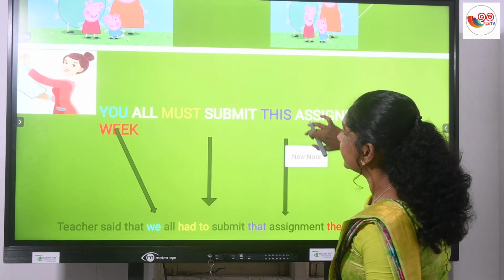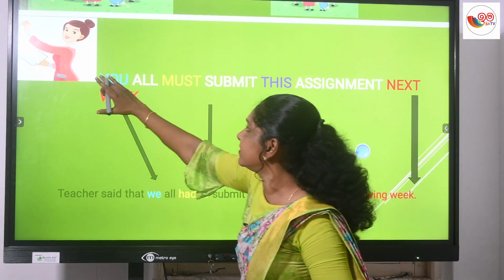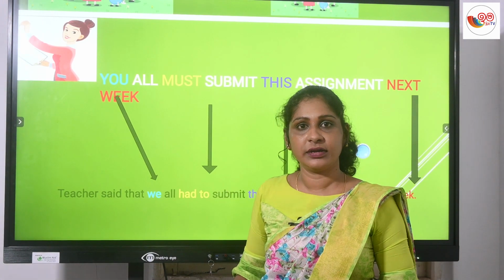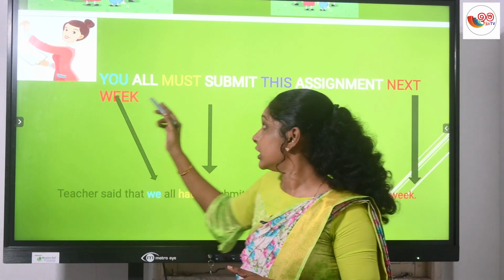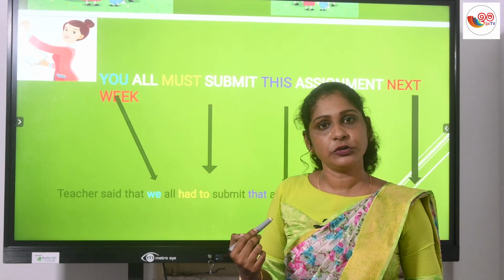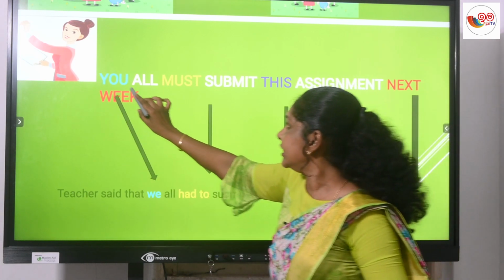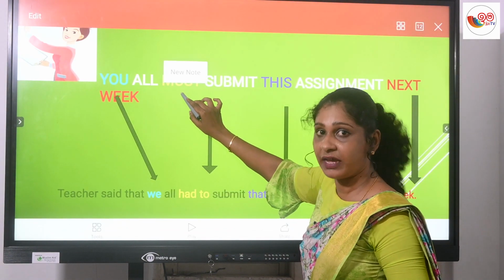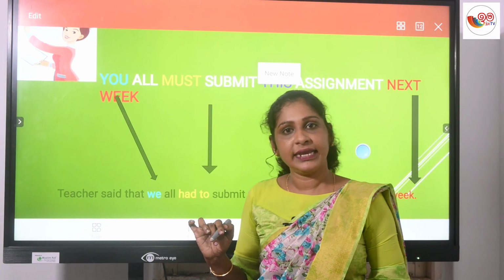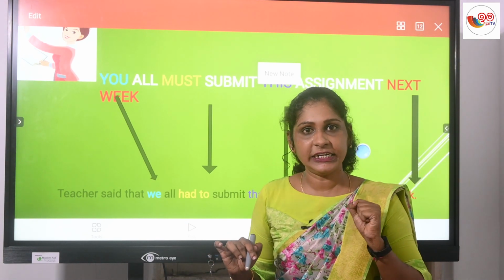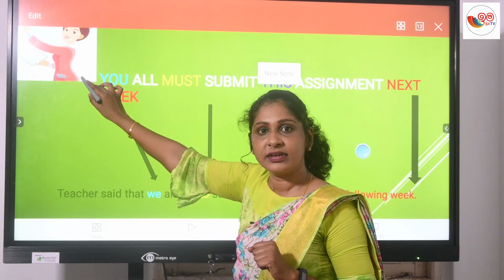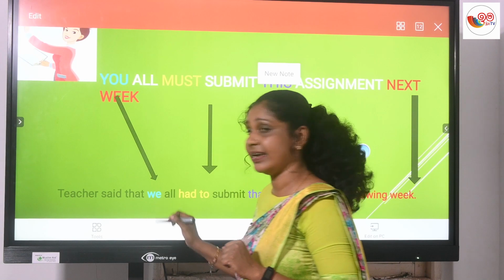Look at this picture. Here, this teacher is telling, You all must submit this assignment next week. So, before we do the reported speech, first we have to identify what changes we are going to make. Identify. You must, we have to change it. This, and the last one, next week. Now we have identified. Let's write in reported. Who said this? The teacher. The teacher said that.